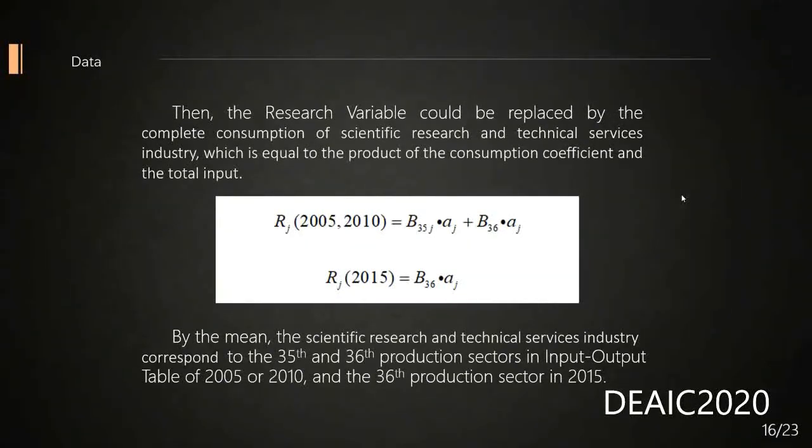Look at the formula. The scientific research and the technical service industry correspond to the 35th and the 36th production sectors in the input output table of 2005 or 2010, and it's equal to the 30th production sector in 2015. For the different years, the input output table is varied, but it's easy to get which production sector corresponds to the scientific research and the technical service industry.